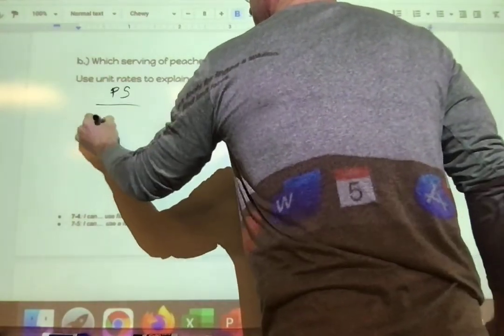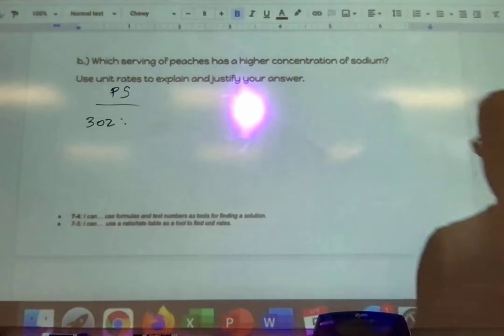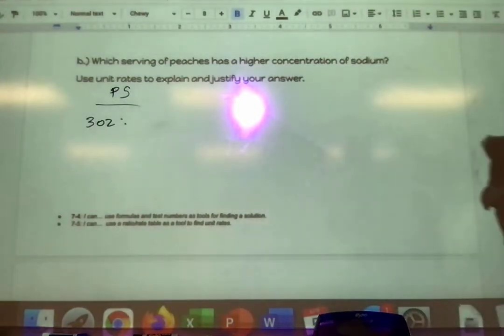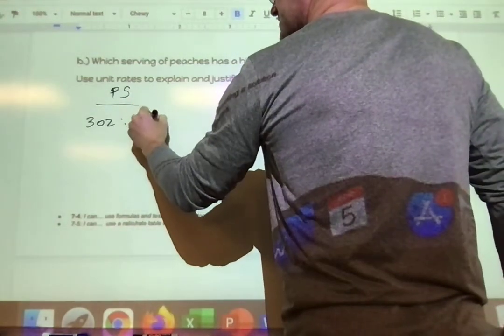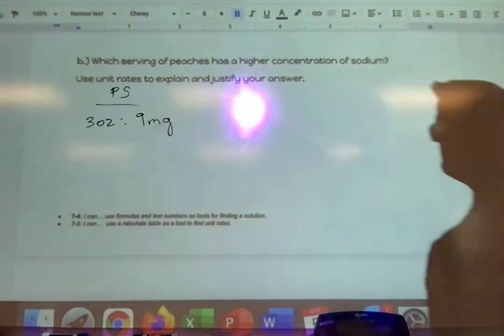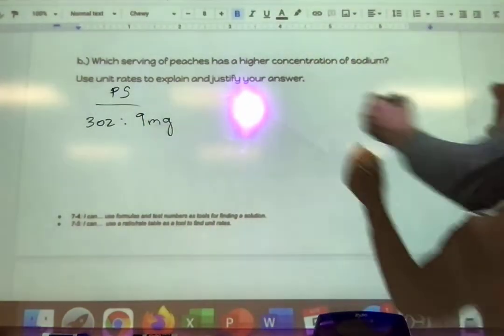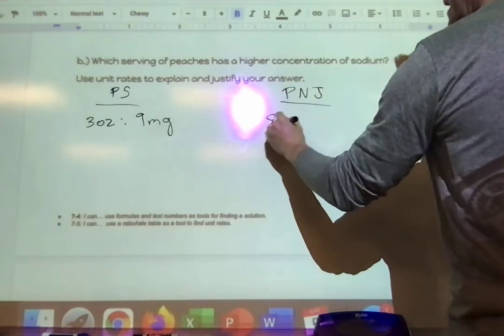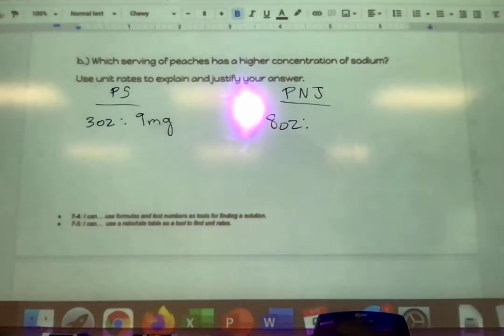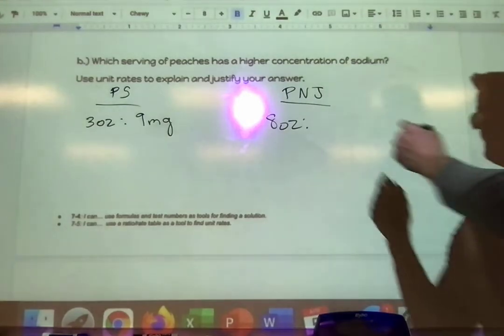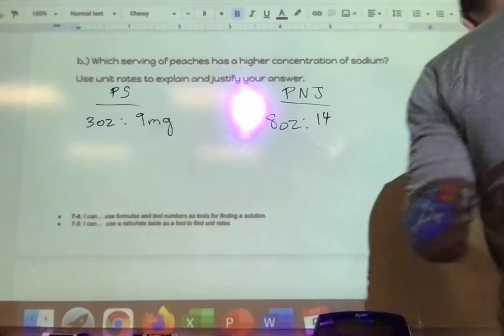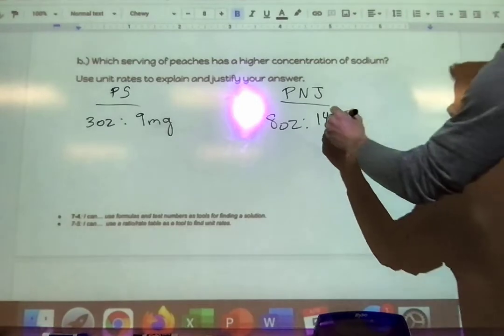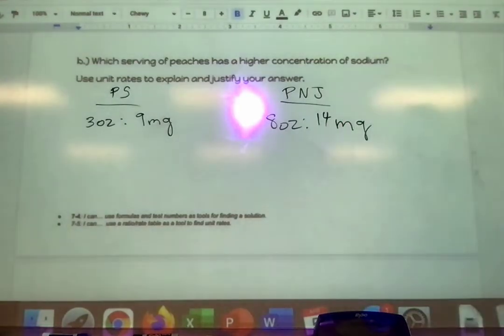For the peaches and syrup, again, we have 3 ounces as the size of the serving. And in this case, 3 ounces, they have 9 milligrams of sodium in them. And the peaches in natural juice, again, we still have 8 ounce servings. And in this case, if you look back up there, there were 14 milligrams of sodium for every 8 ounces.